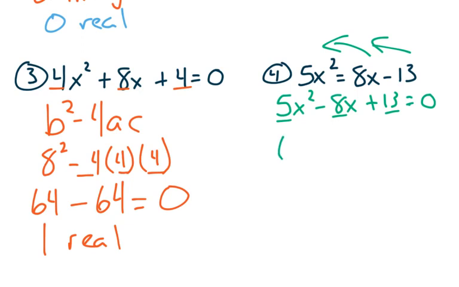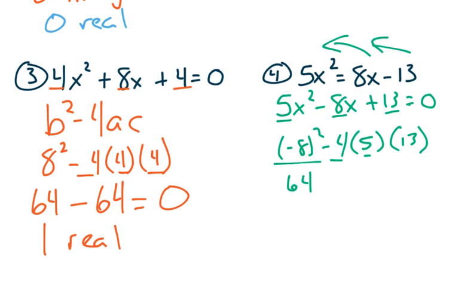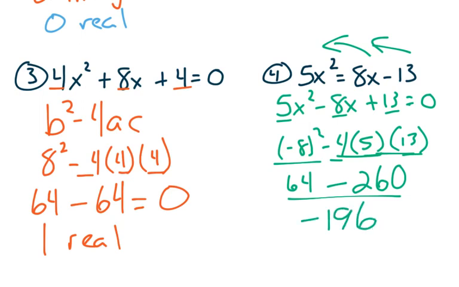So remember, it's b squared, so we're going to have negative 8 squared minus 4 times my a value, which is 5, times my c value, which is 13. So negative 8 squared is 64. Negative times positive is a negative. 4 times 5 is 20. 20 times 13 is 260. Go ahead and use your calculator for that if you're not sure. And then 64 minus 260 is negative 196.